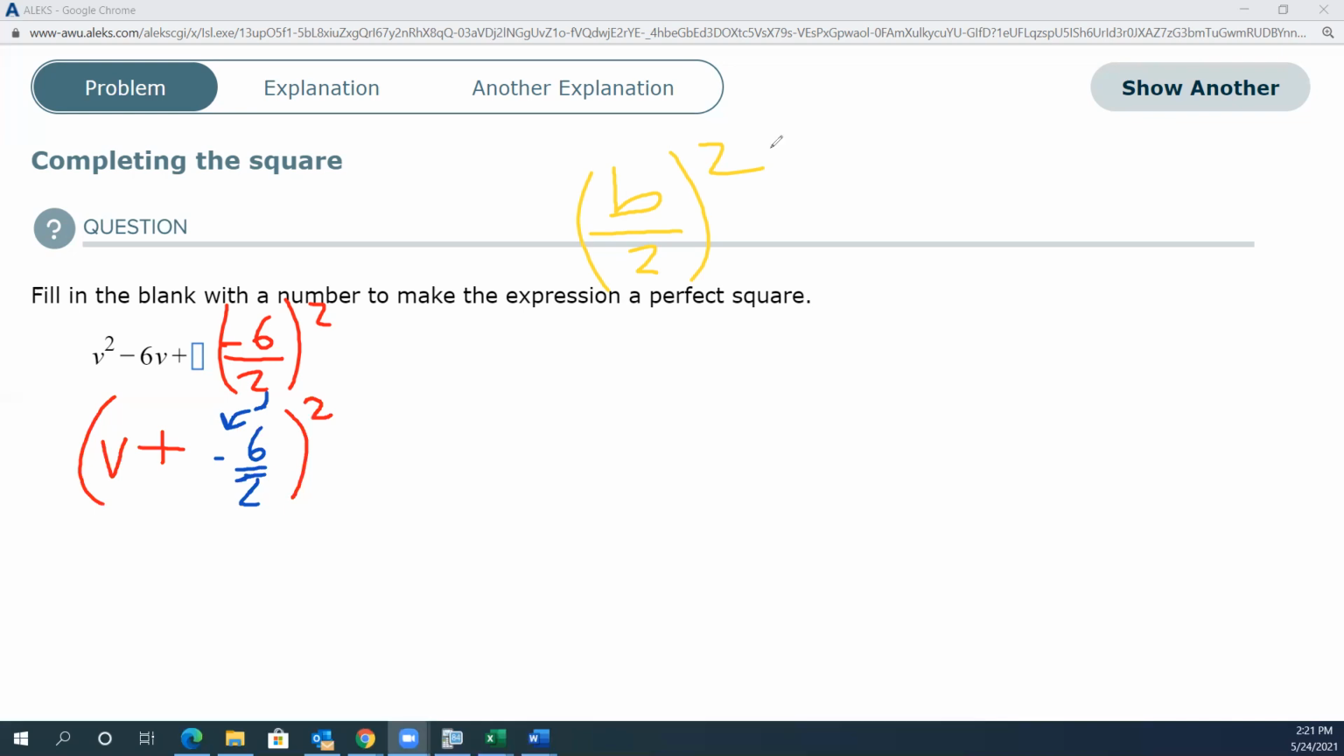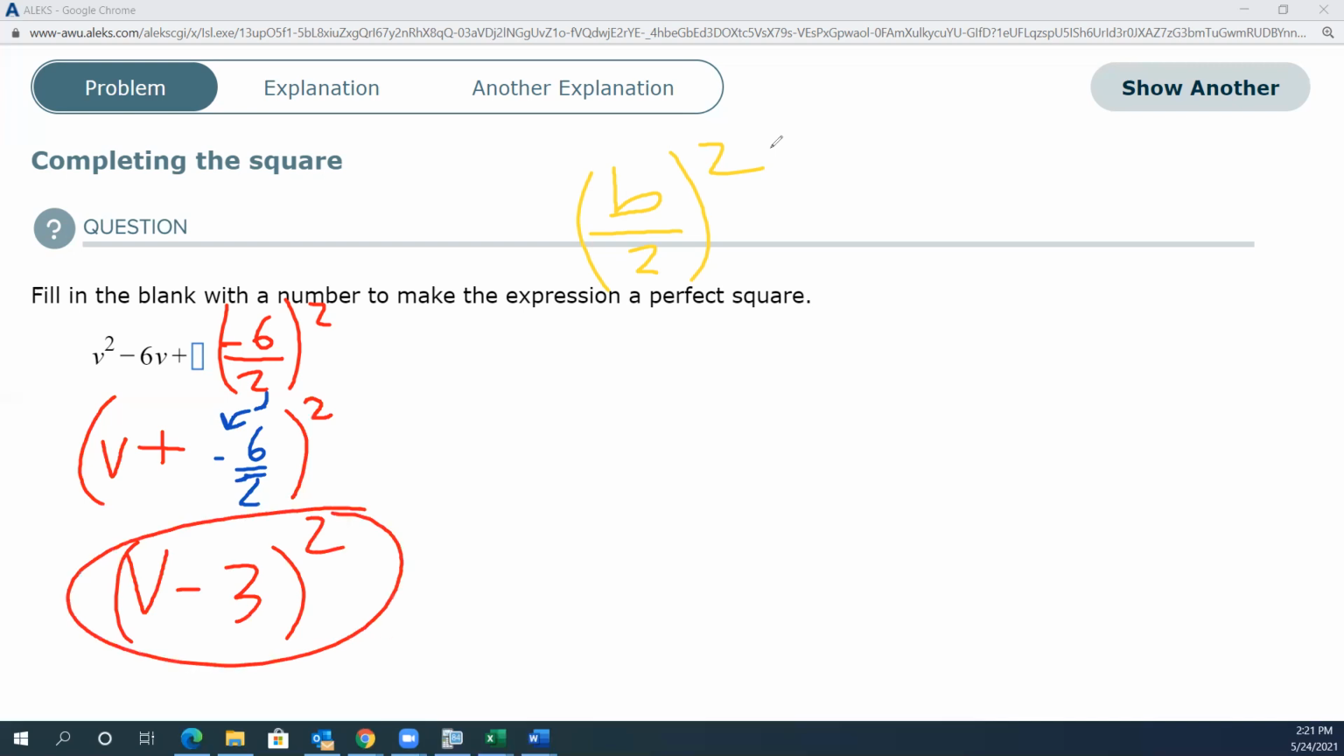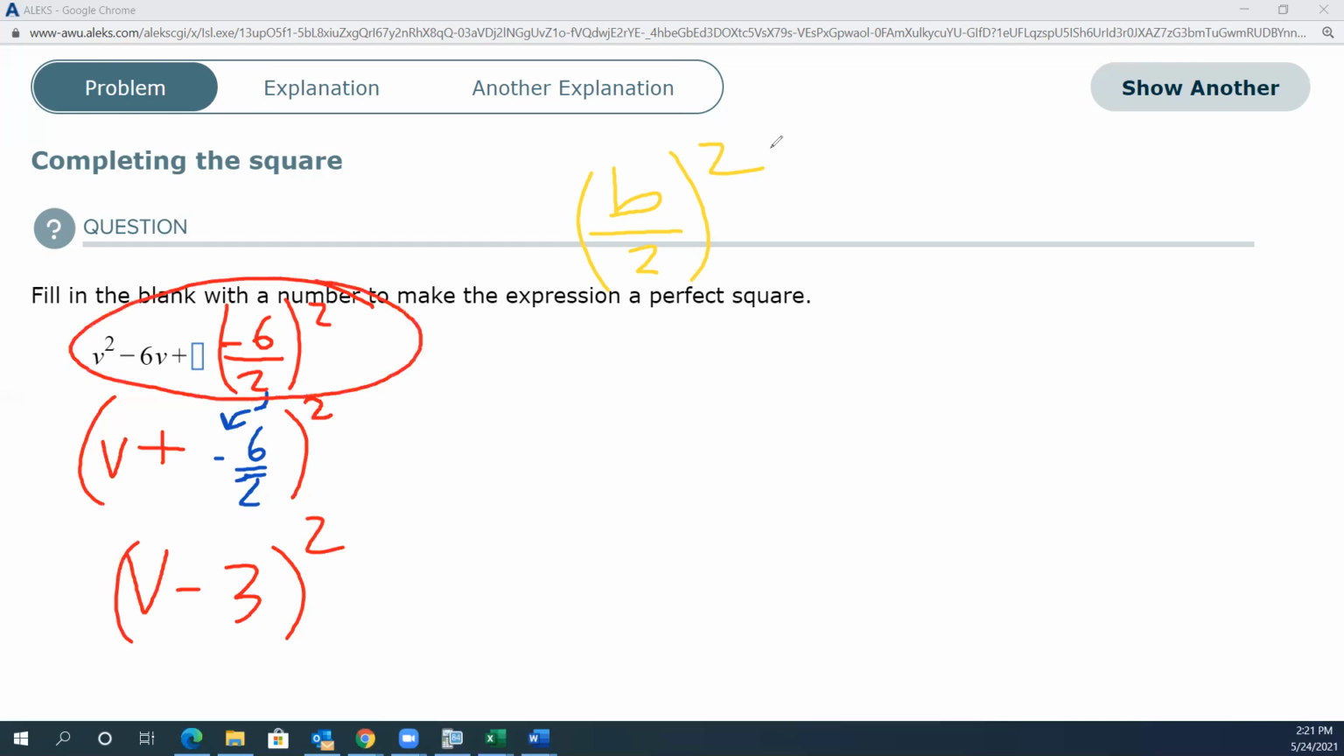So this would simplify down to v minus 3 squared. Okay. Now, if I were to square that out, yeah, I get the same thing as all of that. It'd give me the same thing.